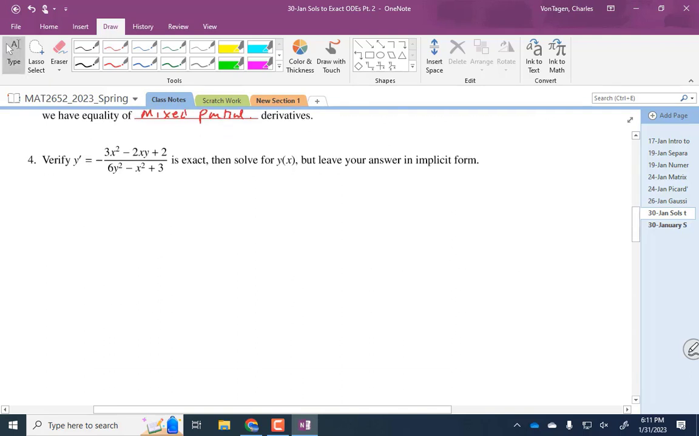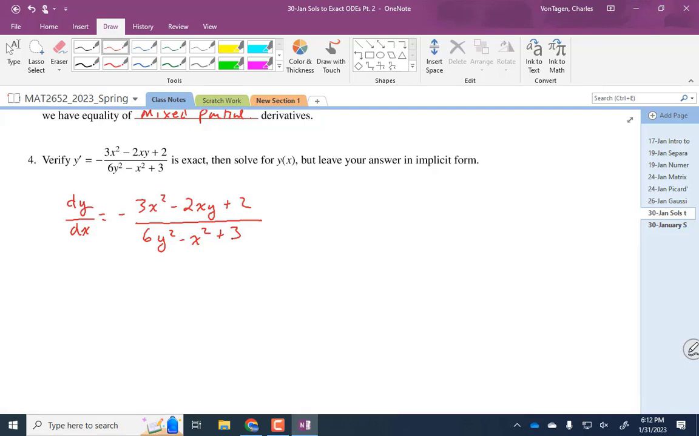Okay, so my question here is to verify that this differential equation is exact, and then solve for y of x, putting your answer in explicit form. Let's have you all try that. Let's at least get started with that, verifying that this is exact. Keep working on it, but if you're dead stuck, I've given you a little bit of a hint there for getting started.